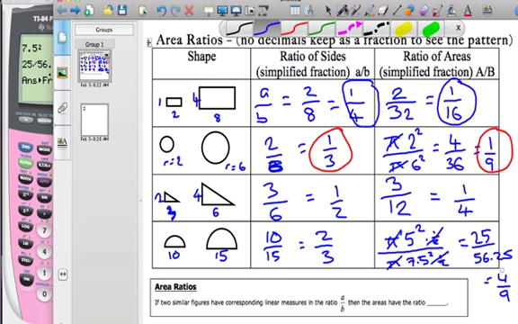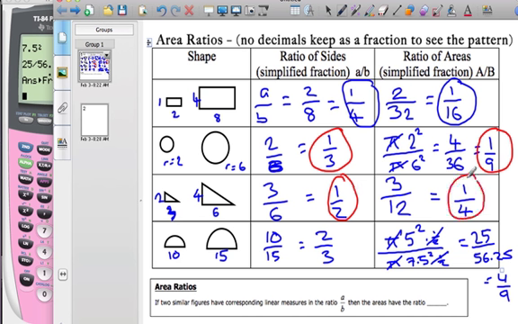So, what I need you to compare is look at the ratio of the lengths compared to the ratio of the areas. And actually the clearest one to look at is this last one. Look at the ratio of the lengths. Look at the ratio of the areas. See if you can generalize this with this statement at the bottom. So the area ratio, if two similar figures have corresponding linear measures in the ratio A over B, then the areas have the ratio. I'll leave that to you to fill in.